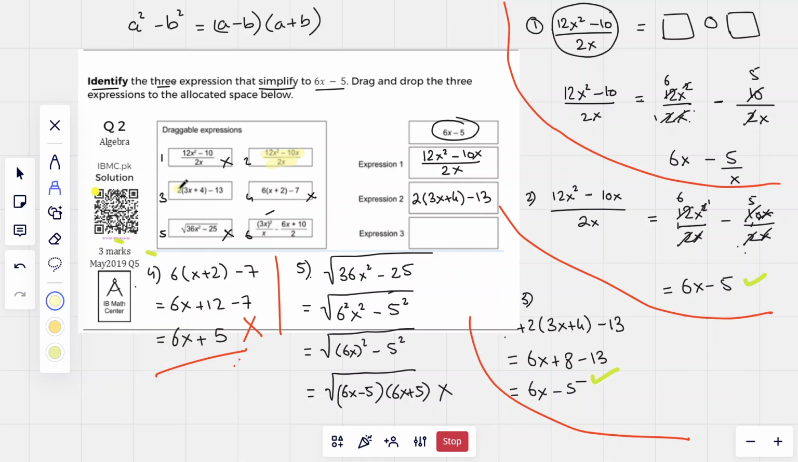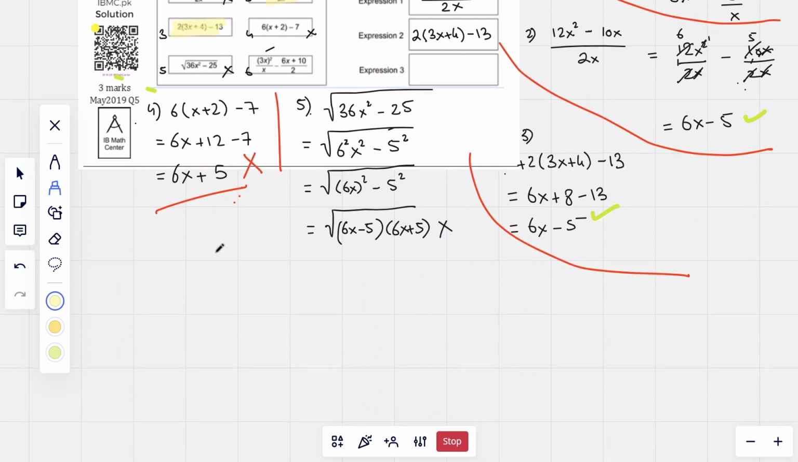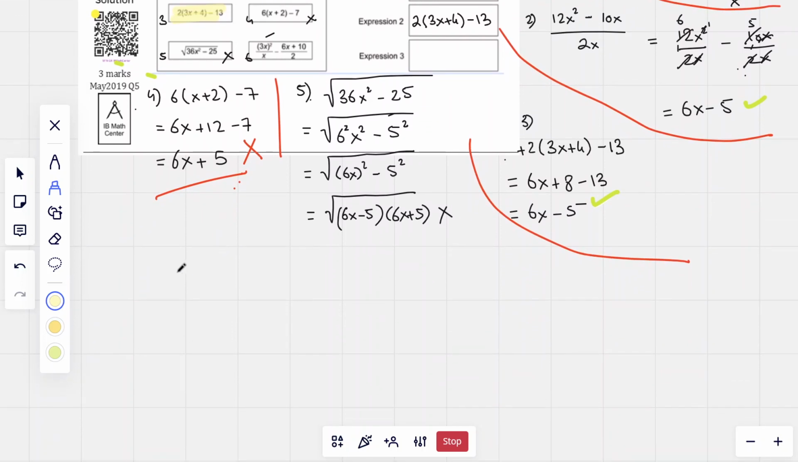The third one was correct. That just leaves us with the sixth, the last one. This will be correct, and let's see why that is correct. So, moving on to the last one, the sixth one.